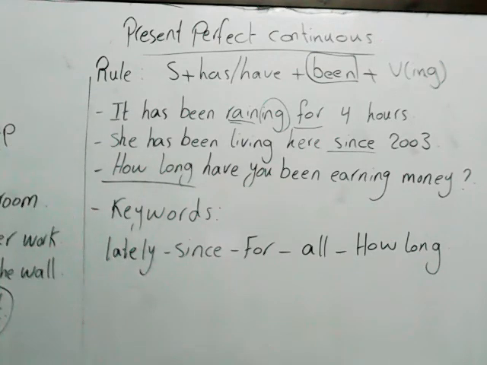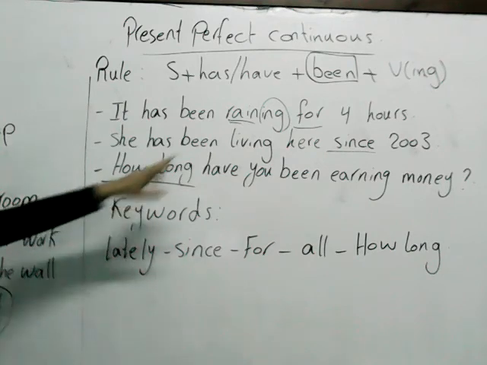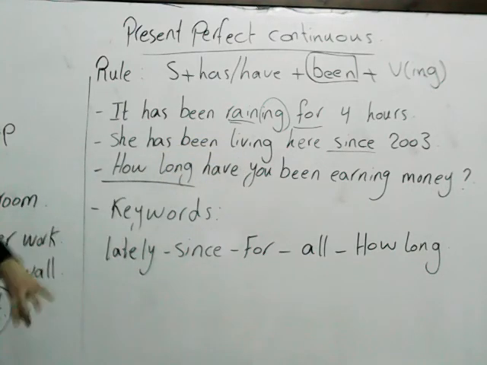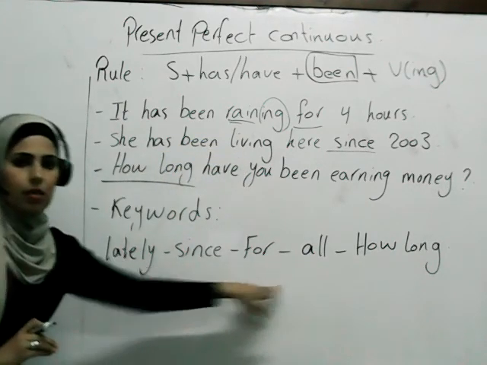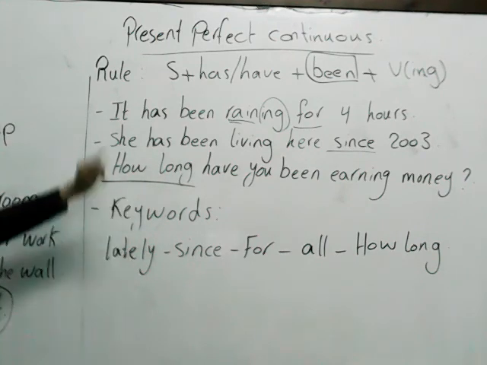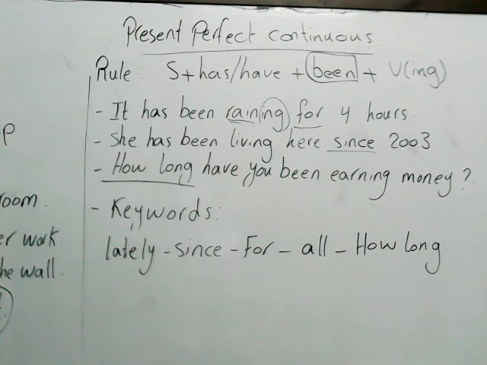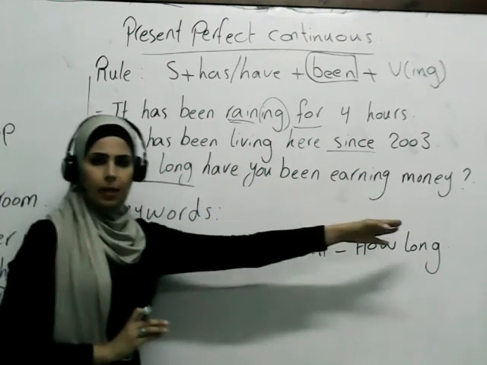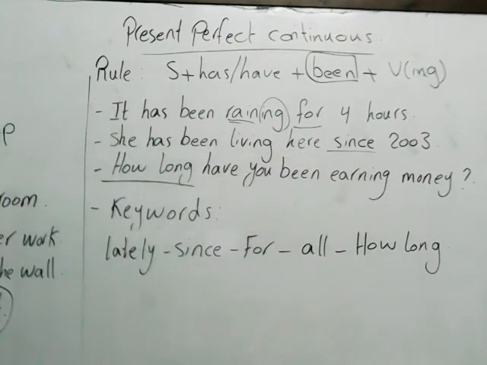In present perfect continuous, we pay attention and focus on the time. So we are using for and since, as you can see here. So how long is the way to ask about present perfect continuous. How long have you been earning money?